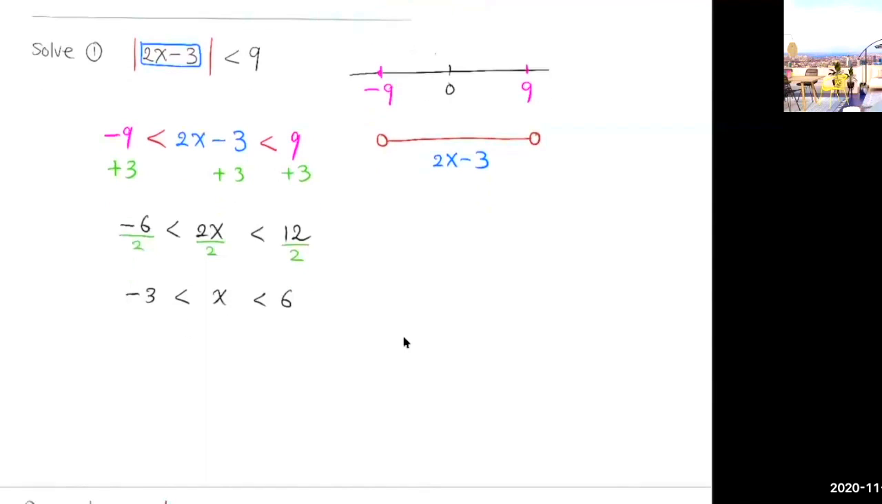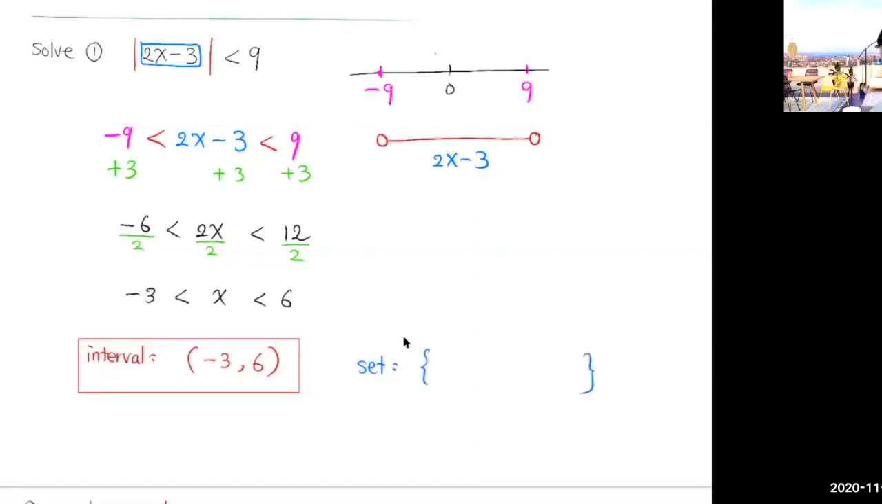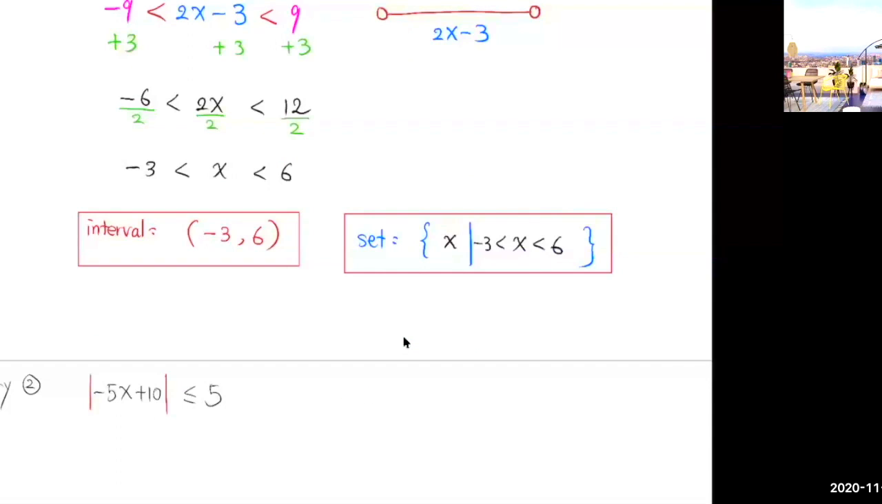Now if we indicate this solution in interval notation, what will be that interval? Parenthesis, negative 3, comma 6. So that will be this interval. And if I want to write that in set notation, that would be a pair of curly braces. The variable here is x, and then put a bar for such that x is greater than negative 3 and less than 6. Got it?